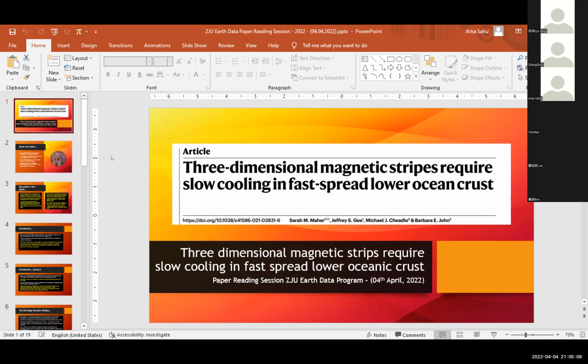Arca, I cannot see your screen. Okay, please don't share your full screen. No, okay? I have not shared my full screen. It's in PPT mode only. Like in the normal PowerPoint window, it's only just open.